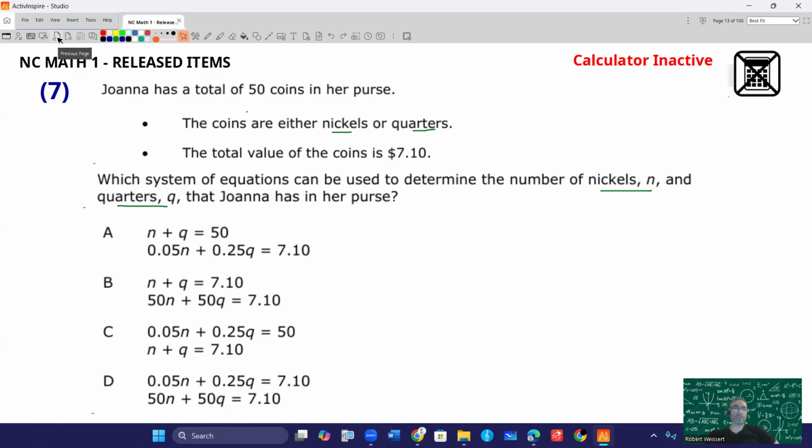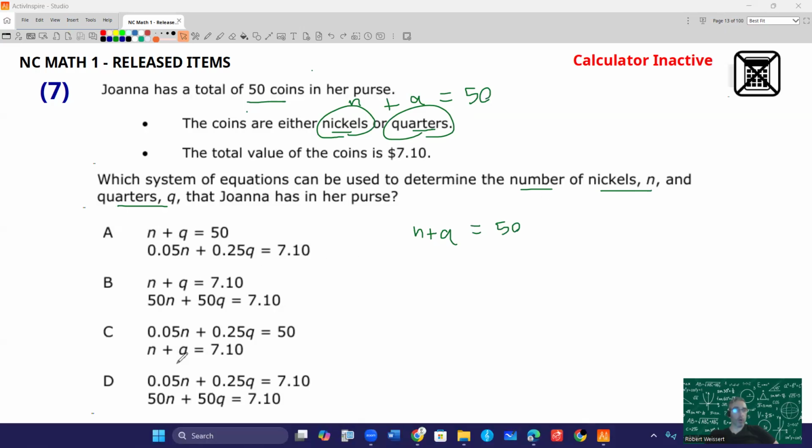Okay, here we go. So we have 50 coins. First thing I'm going to do is I say, all right, I have this many coins that add up to 50. 50 coins in our purse. They're going to be either nickels or quarters, and we're calling them N and Q. So their sum is going to be 50. I hope that makes sense. It's just N plus Q is equal to 50. It stands for the number.